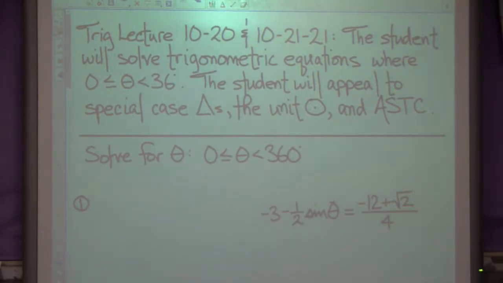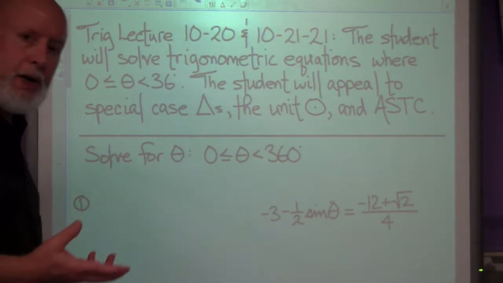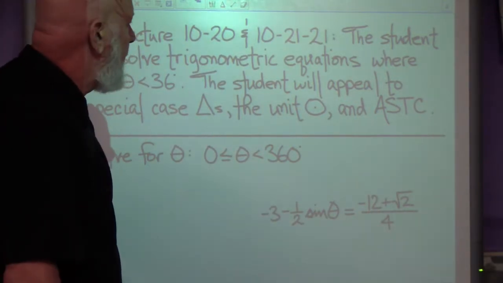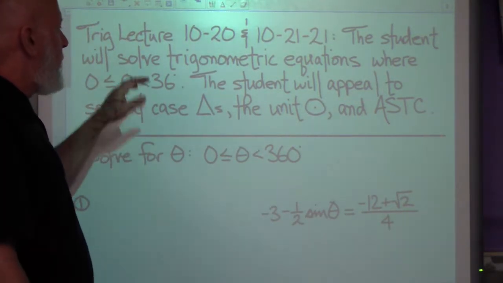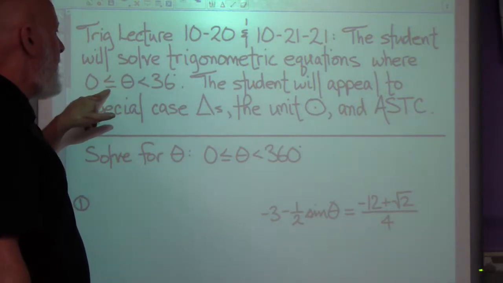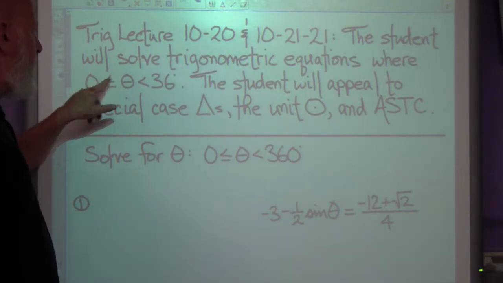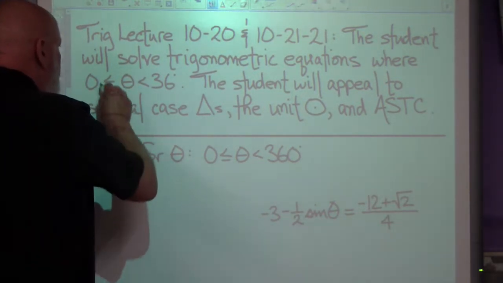All right, Trig lecture 1020, 1021. The student will solve trigonometric equations just like we did in the last lecture, in the last couple of days. We're going to solve trigonometric equations. We're going to limit values of theta to between 0 degrees and 360 degrees.